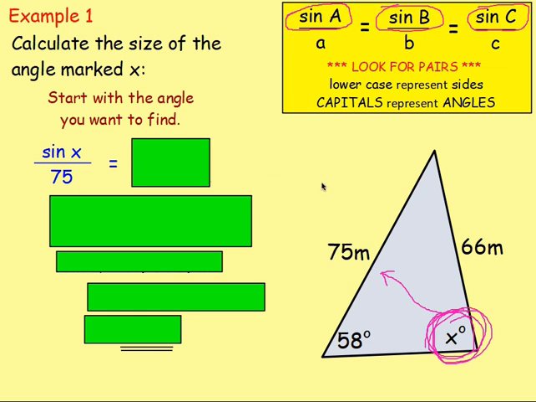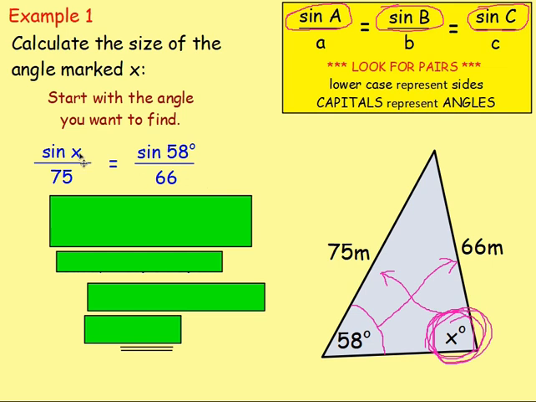That will be equal to, what is our other pair? Do we have another pair in there, Daniel? Yes, we do. It's the 58 degrees and the 66 meters. Well done. And which one's going to be on top? Well, because we're wanting to find an angle, the angles are going to be on top. And it's always sine of the angle. So it'll be sine 58, divided by 66, obviously. Thank you, Daniel.